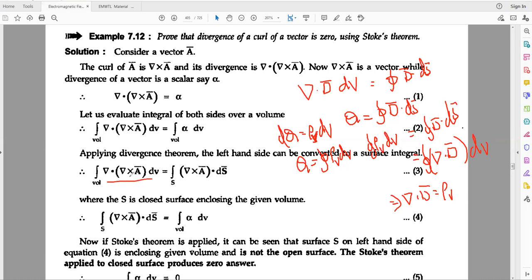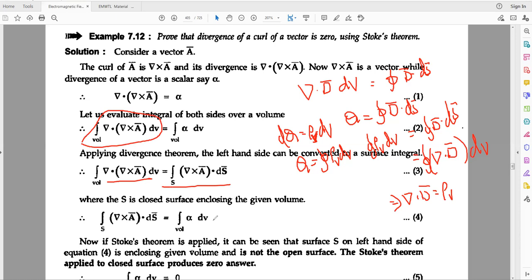Now, in similar fashion here, instead of D there is del cross A bar. So previously the D is replaced by del cross A bar. It's the surface integral of del cross A bar dot dS. Got it? Where S is a closed surface enclosing the volume, this is converted so that the surface integral of del cross A bar dot dS bar is equal to the volume integral of alpha dv.